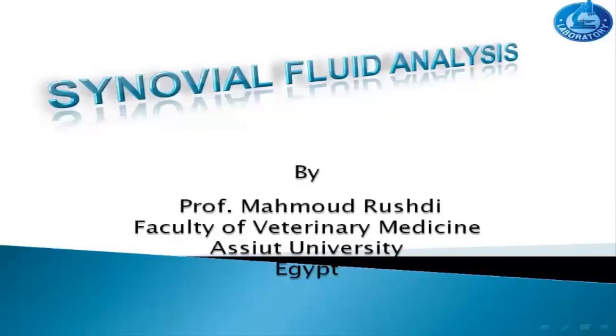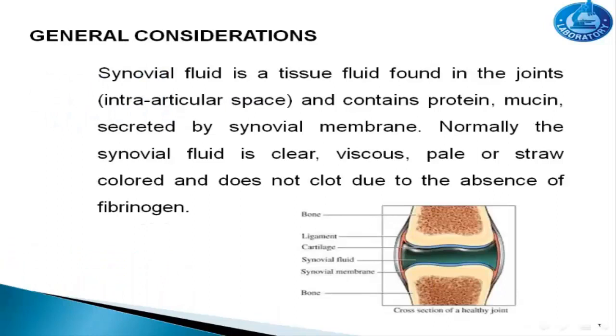Synovial fluid analysis. General considerations. Synovial fluid is a tissue fluid found in the joints and contains protein and mucin, secreted by the synovial membrane. Normally the synovial fluid is clear, viscous, pale or straw colored, and doesn't clot due to the absence of fibrinogen.